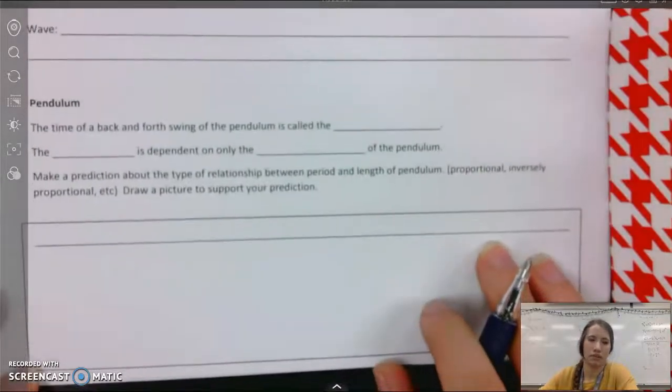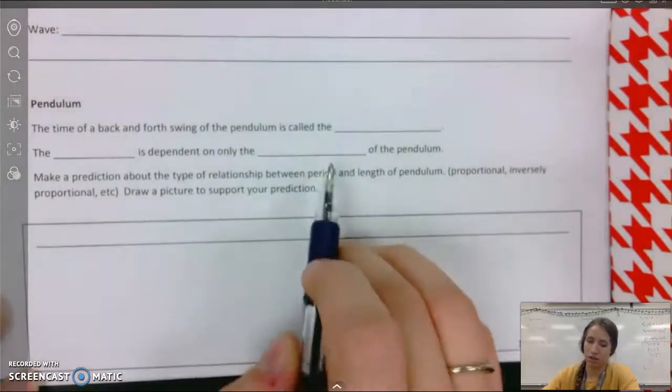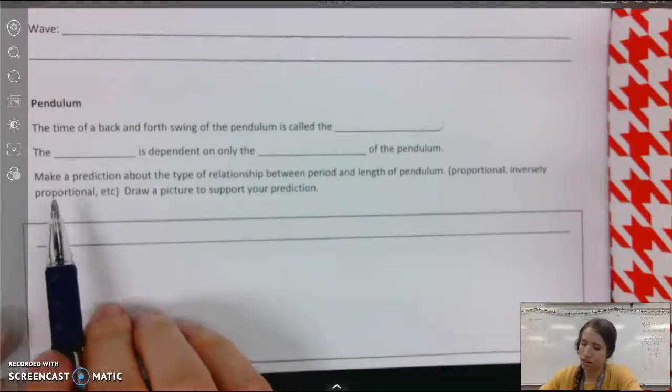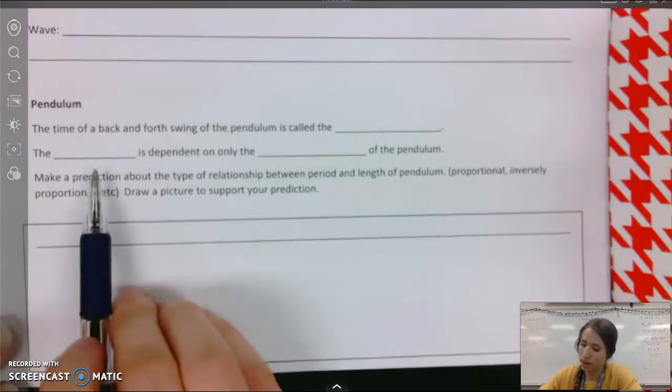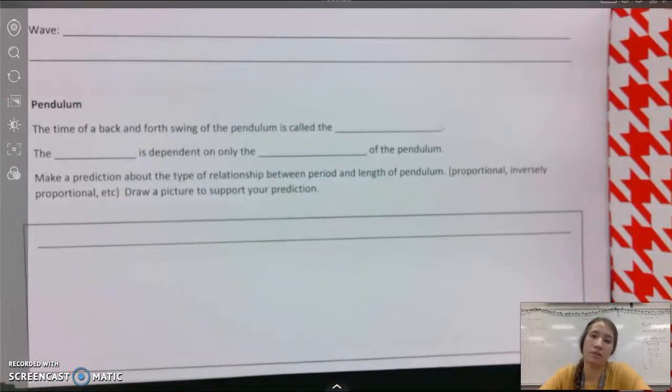All right, pendulums. We have some great animations in the notes of our pendulums. And what I want to talk about right now is the period of a pendulum is dependent on the length of the pendulum. Okay? So let's talk about this. First, period. What is the period of a wave? Period is the time it takes for a complete wave to occur. Okay? Or vibration to occur.